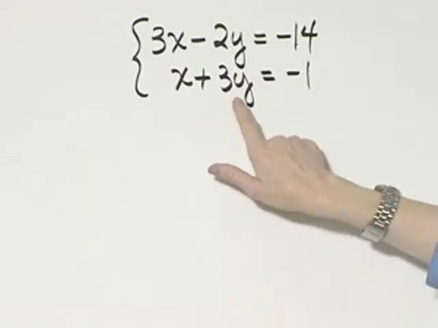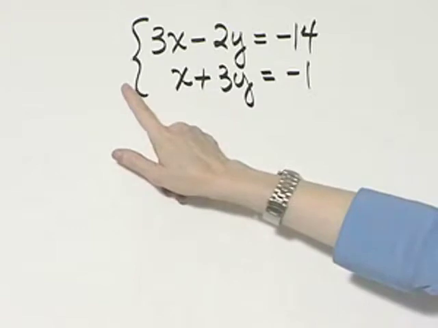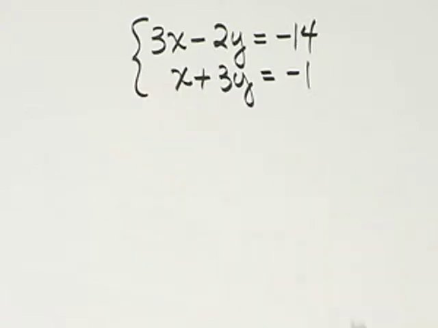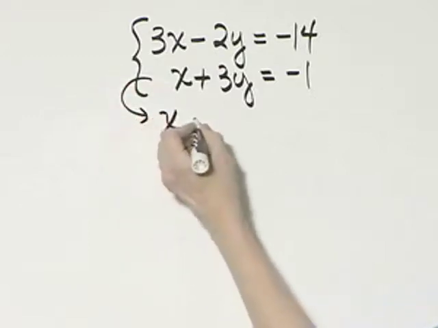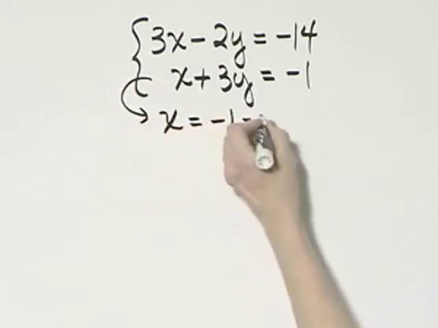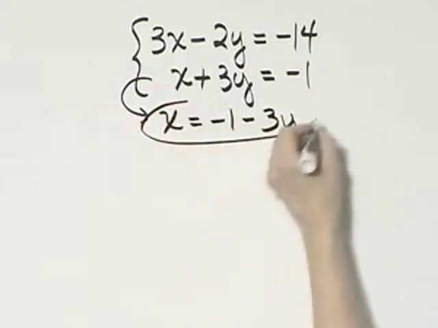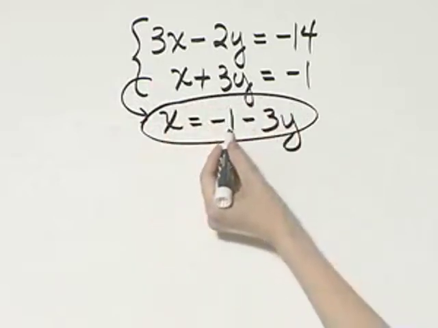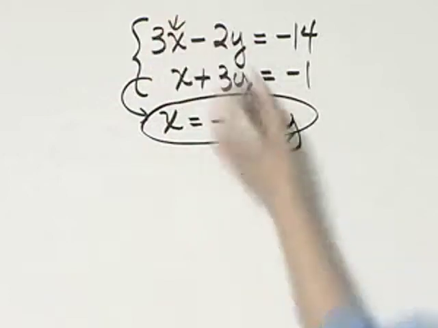All right, notice this equation has x with a coefficient of 1, so I'm going to choose the second equation and I'm going to solve for x. If I take this second equation and solve for x, I'll have x is equal to -1 minus 3y. Now, I'll take my expression for x and I'll substitute it into the other equation.